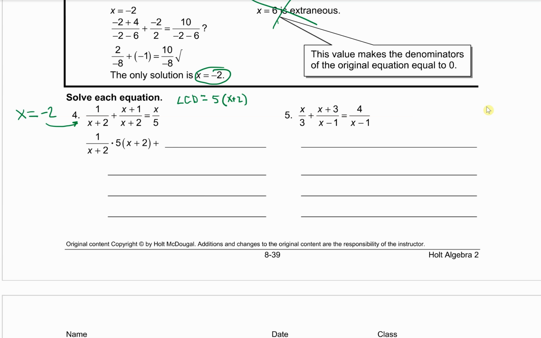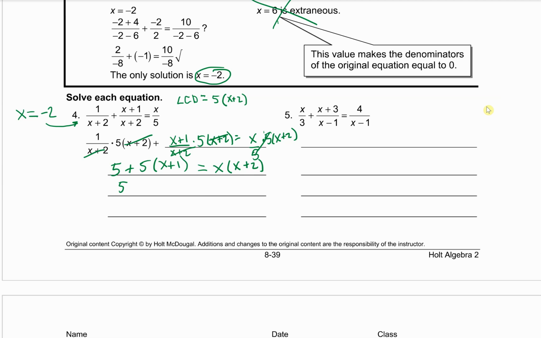So I'm going to multiply by 5 times x plus 2. I'm going to take x plus 1 over x plus 2, multiply that by 5 times x plus 2, and it equals x over 5 times 5 times x plus 2. Okay. X plus 2's cancel out on both of these guys. So I just get 5 here. I get 5 times x plus 1. This one, the 5's cancel. So over here, I get x times x plus 2.